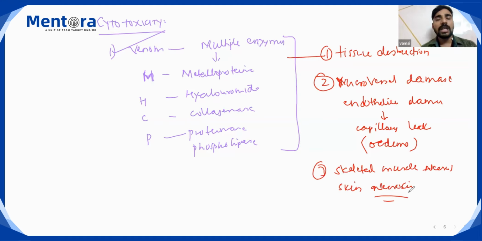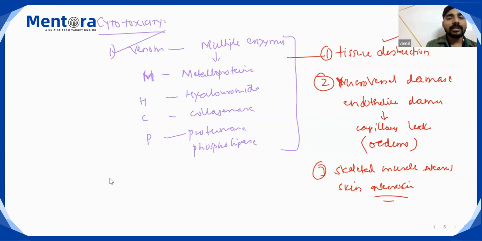So what is cytotoxicity? Whenever the venom is injected into one part of the body, the venom has multiple enzymes, and all these enzymes like metalloproteinase, hyaluronidase, collagenase, proteinase, and phospholipase cause tissue destruction. The local tissue is destroyed, and because of that, venom is spreading to the upper parts of the body. It also causes microvessel damage, so endothelial damage leads to capillary leakage, and at the local site edema will develop. And then skeletal muscle damage and skin necrosis also happen, myonecrosis and dermonecrosis. So all these things happen as cytotoxicity, right?